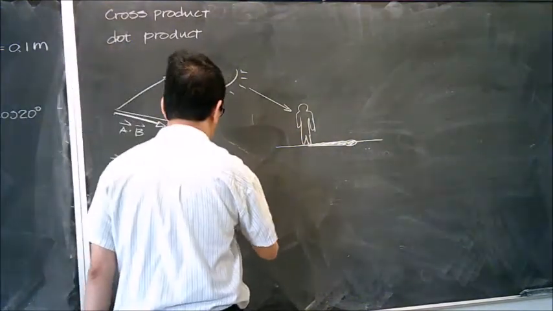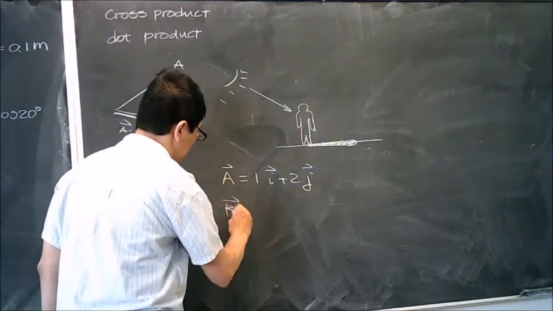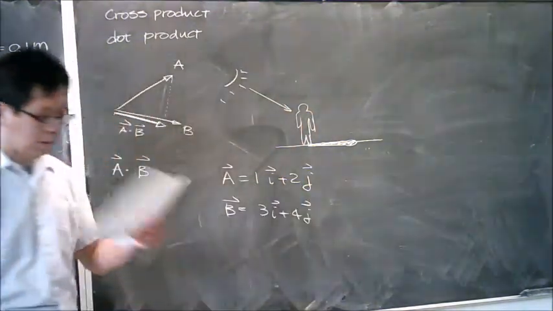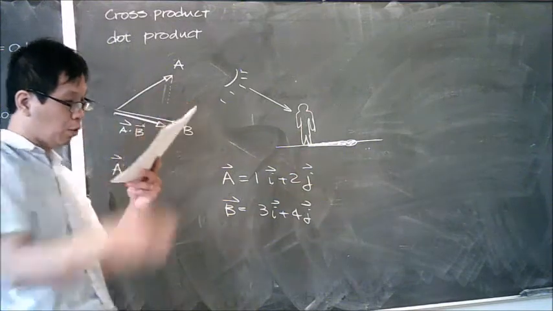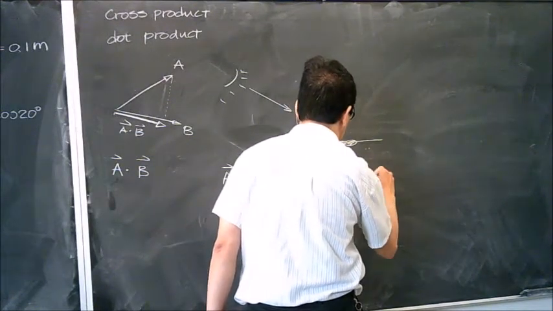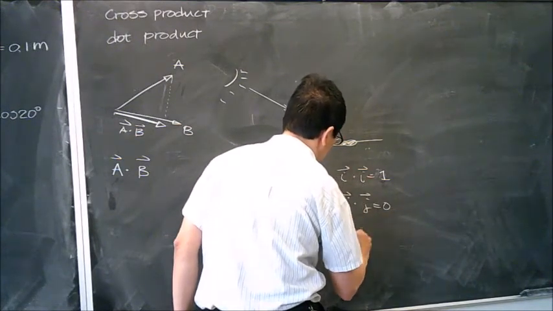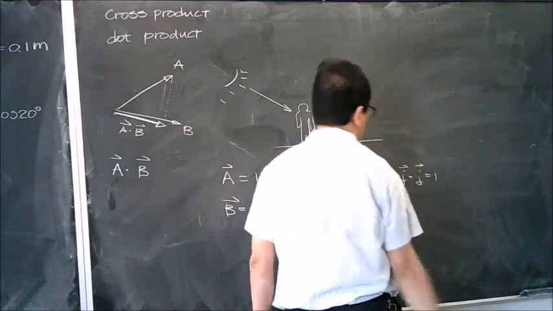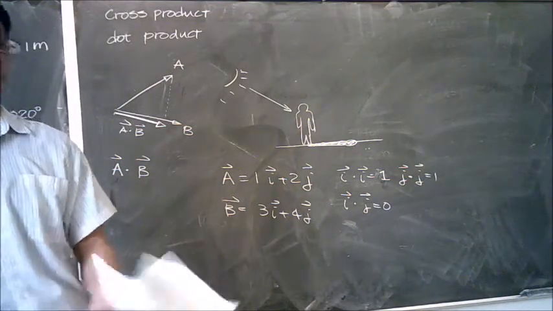So let's say I have A equals 1i plus 1j, and I want to know this on B equals 3i plus 4j. What am I going to do? I need to dot them together, so I project A onto B. When we do that, there is one important rule: i dot i equals 1, and i dot j equals 0. In other words, only when they are in the same direction do you get 1. If they are different axes, it's going to be 0.